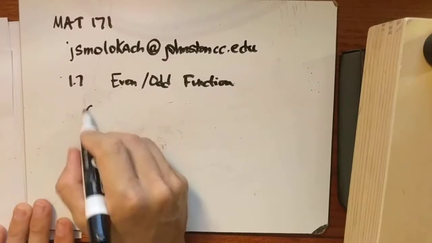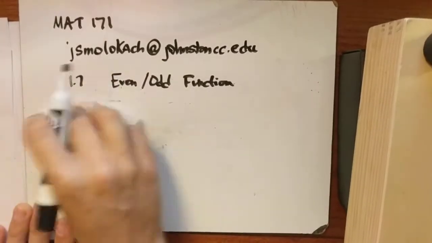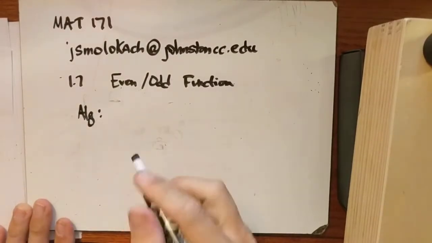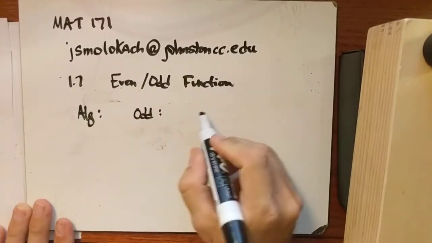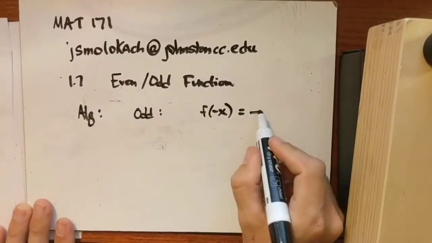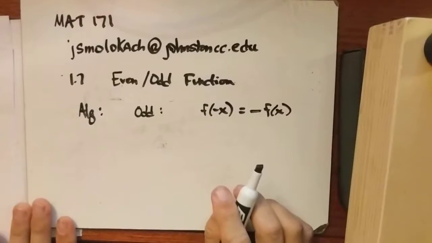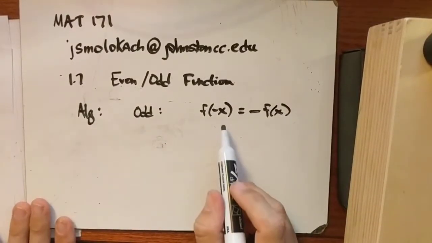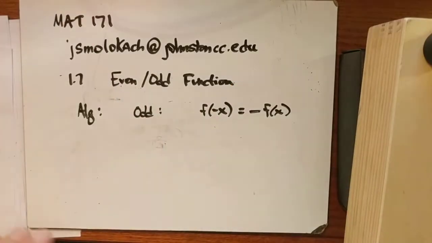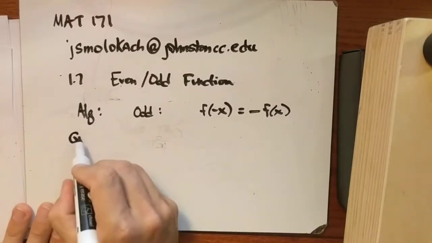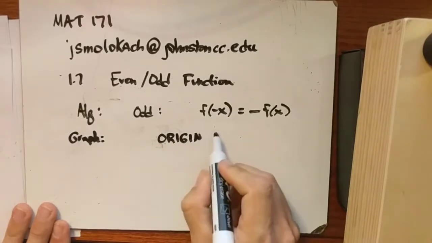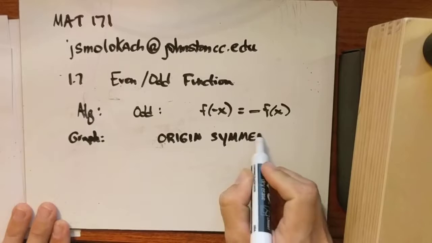Okay, so an odd function, let me say what that means algebraically, and I'll abbreviate now. Algebraically, an odd function is a function where when you put negative x in the place of x, you get the opposite of what you get with the original y value. So when x's are opposite, the y's are opposite. That's another way of thinking about that. Graphically, this has what's called origin symmetry, and I'll explain what that is.